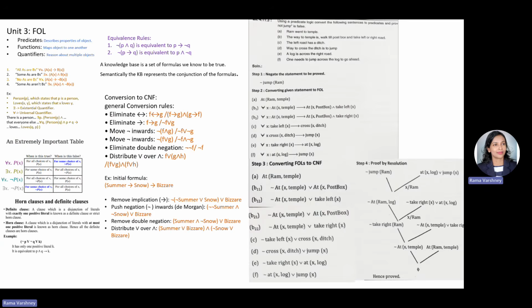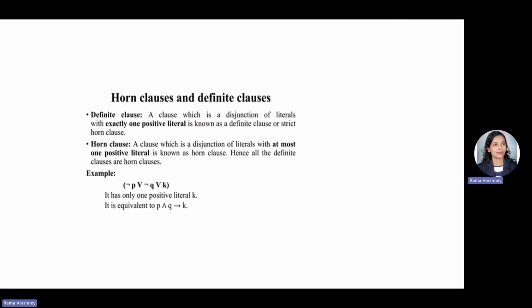Now come back to this. Sometimes we refer to the terminology horn clauses and definite clauses. What are those? In simple terms, a clause which is a disjunction of literals with exactly one positive literal is known as a definite clause or strict horn clause. And a clause which is a disjunction of literals with at most one positive literal is known as a horn clause.